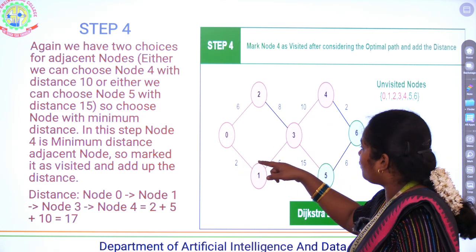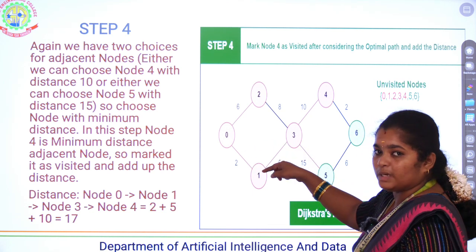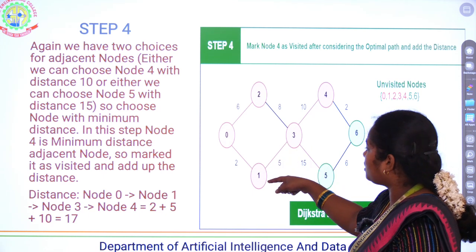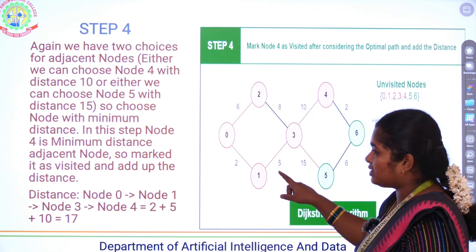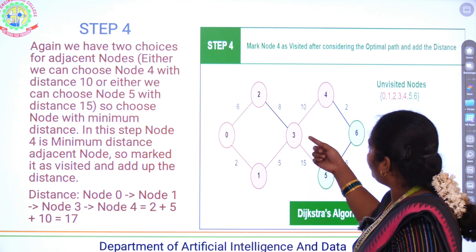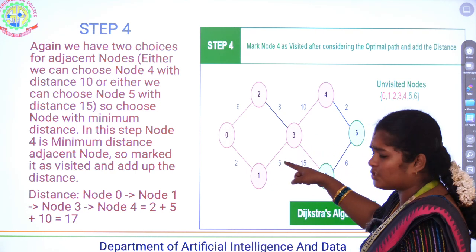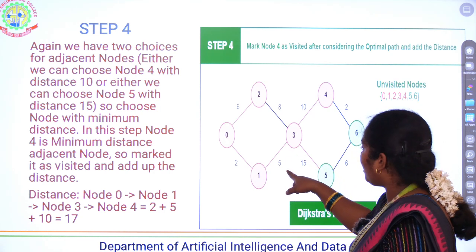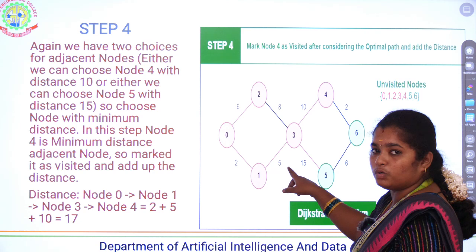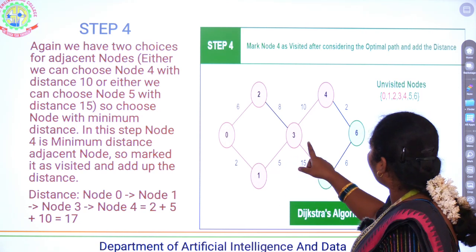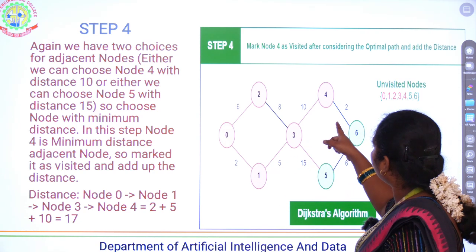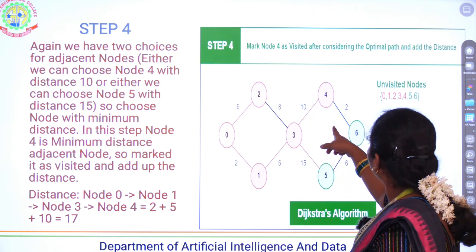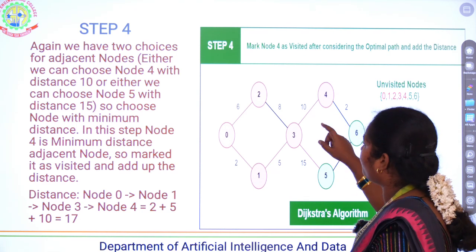So first we traveled from 0, in step 1. From 0 to the connected nodes we chose the shortest path, and it is marked as visited node 1. From 1 we chose the shortest path, which is 3, with a weight of 5, and we add the two weighted values, which is 7. From 3 we take the shortest path, which is 4 with a weight of 10. So it is marked as the visited node for step 4.